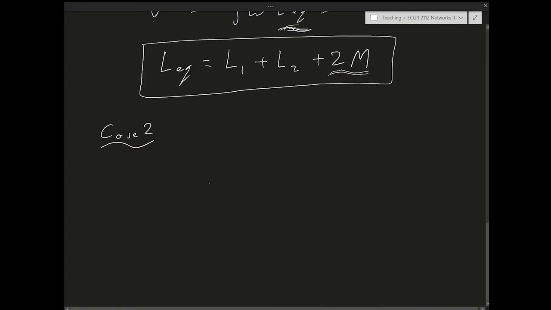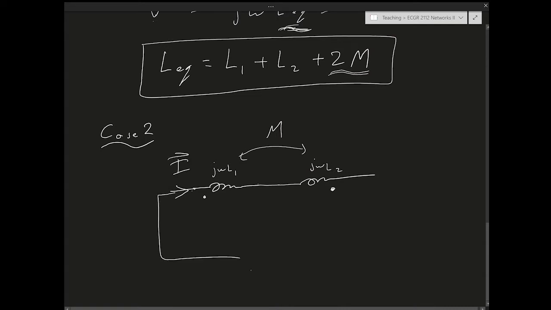Case 2 is the same thing. Those two windings connected in series, only now the dots are opposite of each other, right? And then I have j omega L1, j omega L2, and this is M. So I take one of the coils and I flip it and I connect it this way. And same deal, I have to calculate the current that occurs when I apply a test voltage and use that to calculate the equivalent inductance. Let me do KVL.